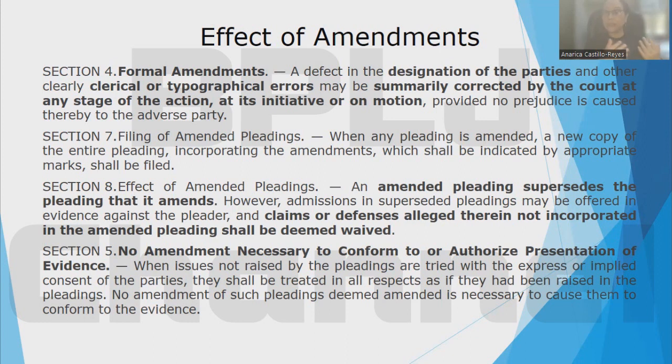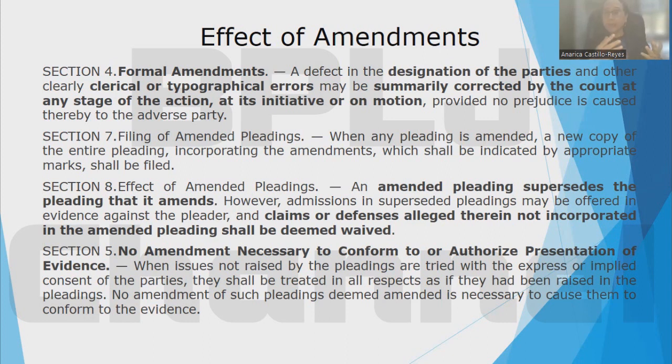Unlike substantial amendments, if the issues have already been joined, there was already a responsive pleading filed, you have to first seek permission from the court. The court will deny leave of court if, for example, the motion was intended to delay, or it is meant to confer jurisdiction on the court, or if the pleading in the beginning stated no cause of action.